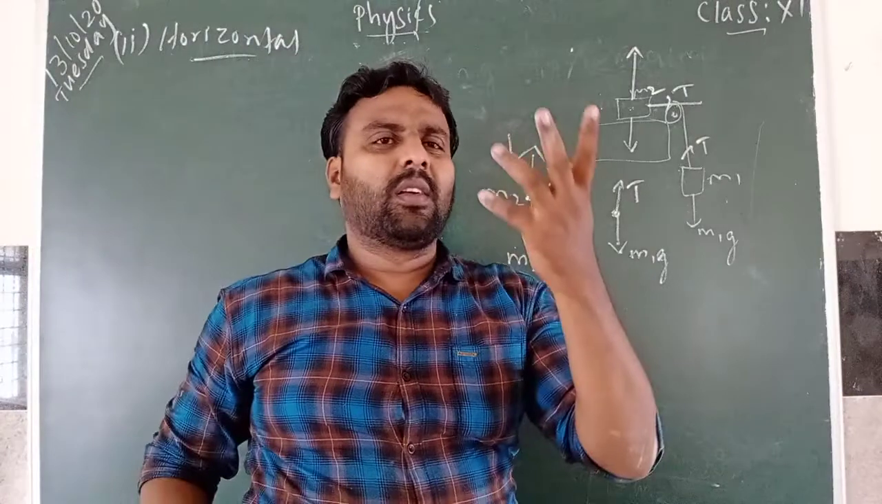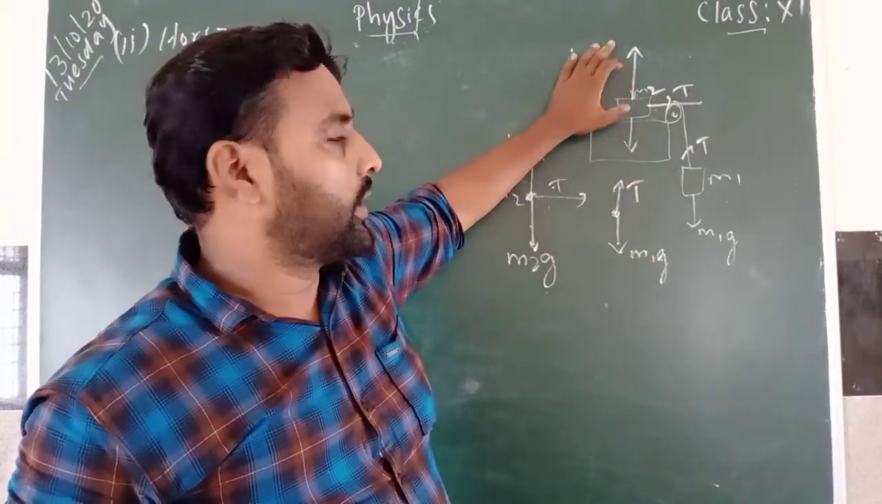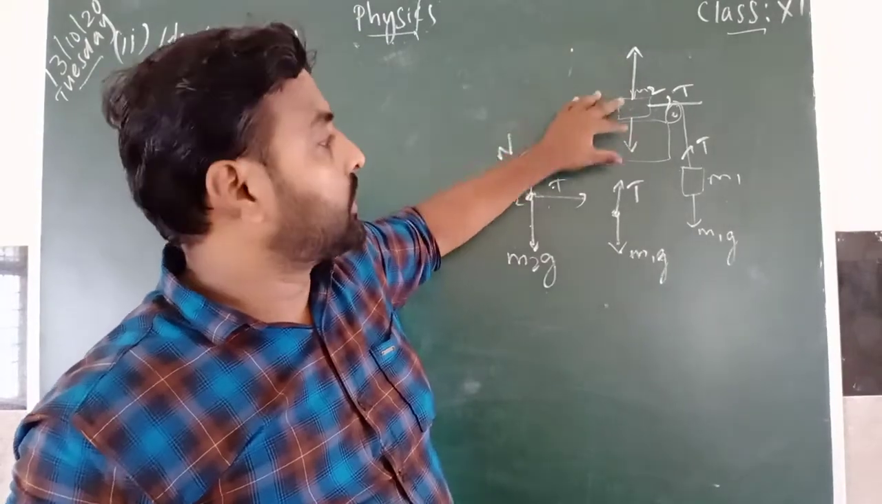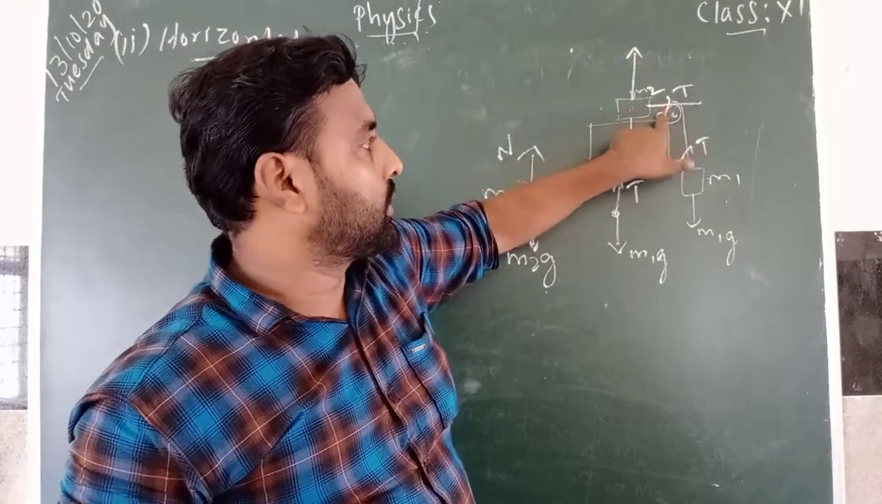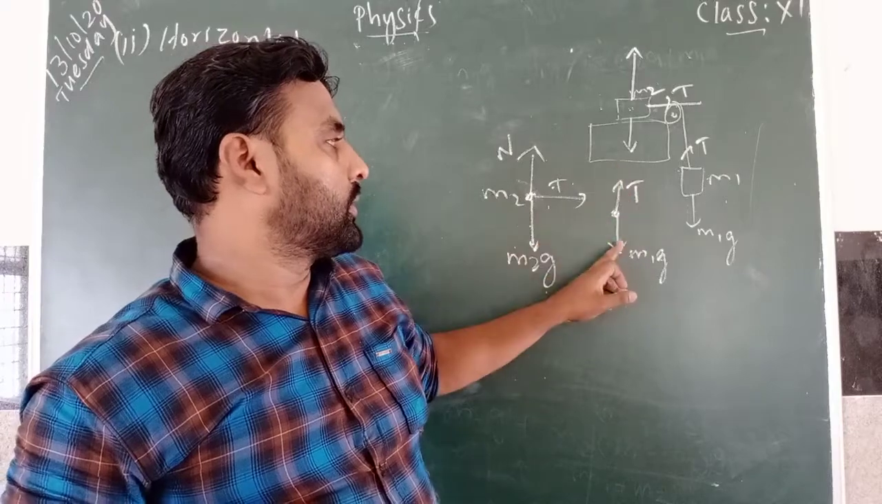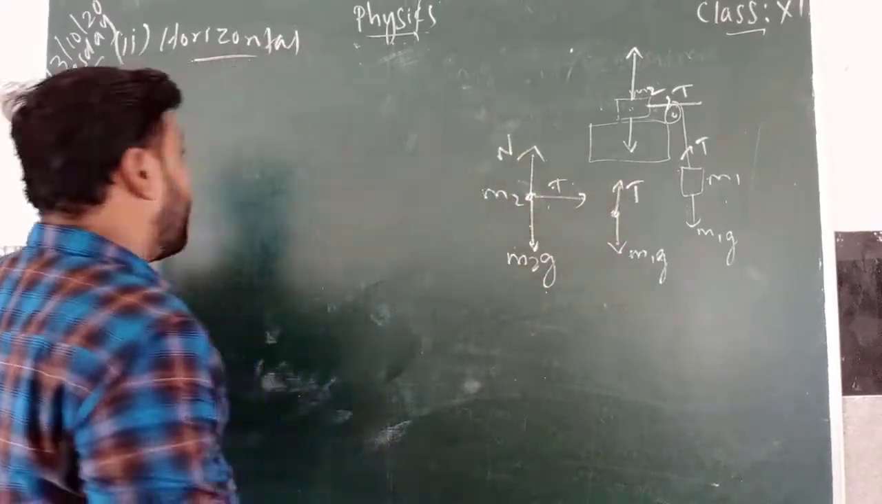Now, what are the forces acting? In mass M2, the downward gravitational force, the upward normal force, and the tension force. On mass M1, two forces act: upward tension and downward gravitational force.